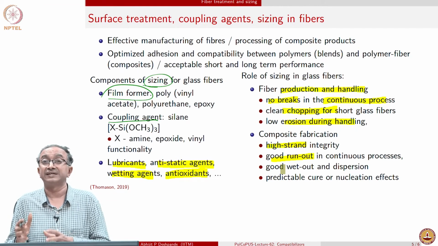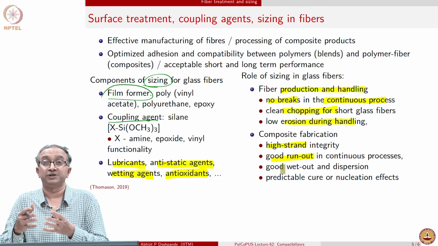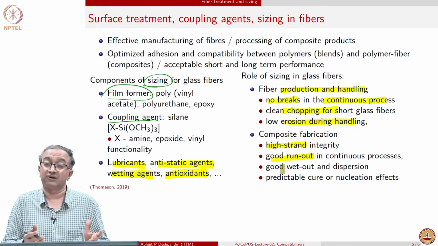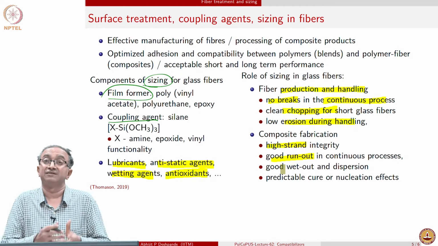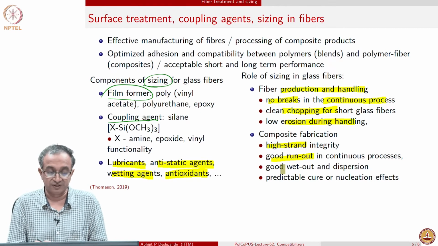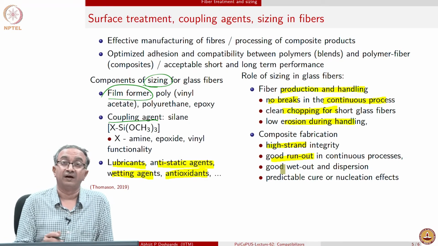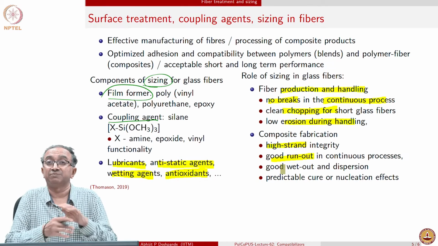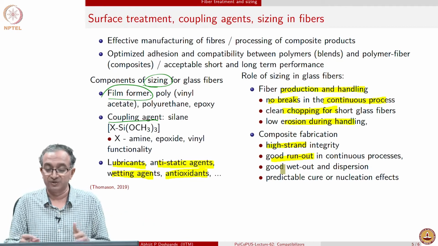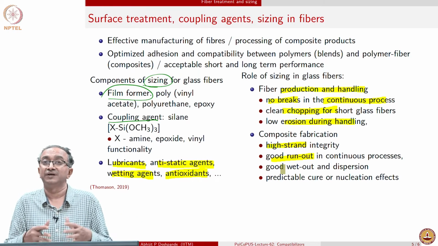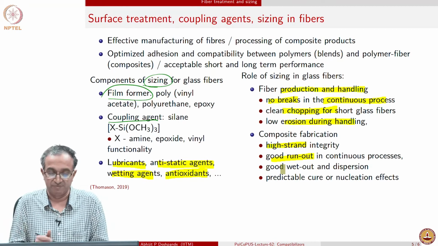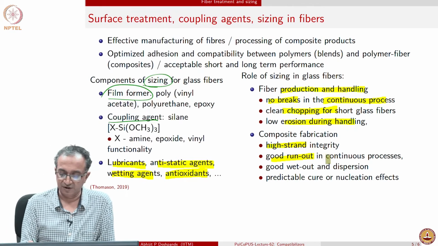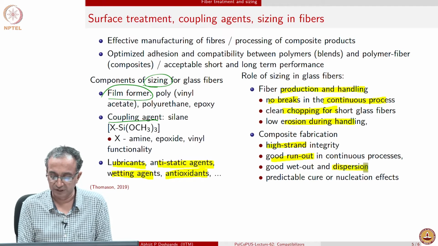Also we want the matrix, the polymer which is being mixed, which could be a pre-polymer epoxy resin or a thermoplastic melt such as nylon, to spread very nicely on the fiber, so that there is a good wet out. As we saw with the contact angle, if the contact angle is very low, that means the liquid will spread over. So, in this case also sizing will ensure that the polymer will spread over the fiber. And so, good wet out and dispersion are also very crucial.